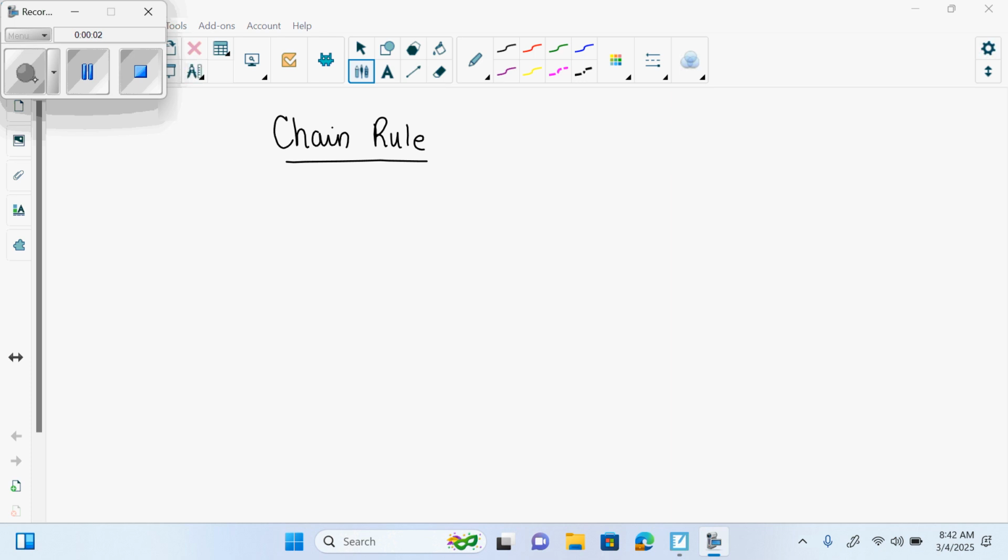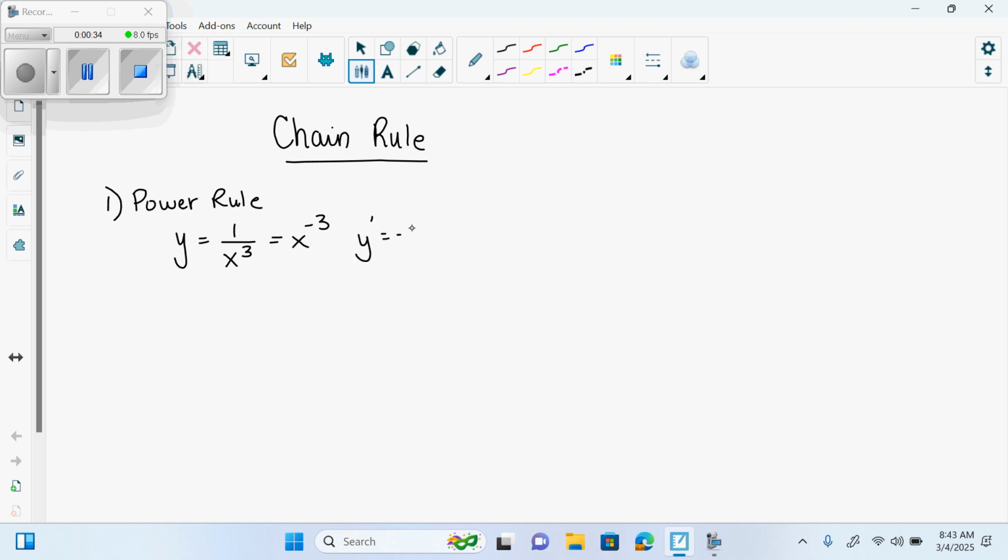Power rule is when you have something inside a bracket to an exponent. So for example, power rule, what we've had is this is not chain rule, power rule. An example would be like y equals 1 over x to the 3, right? Nothing's embedded in that x, it's just x to the 3. So then we would write that as x to the negative 3, and y prime would be negative 3x to the negative 4. We had that.